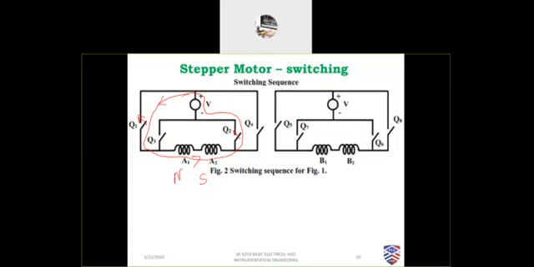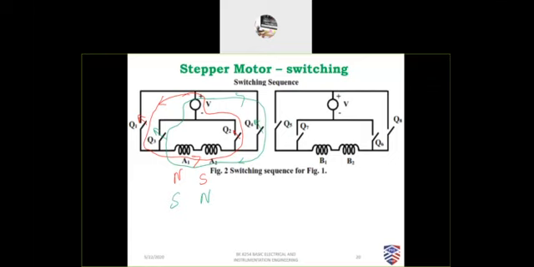Now suppose I close switches Q3 and Q4. What is happening now? Look at it here. The current will flow like this. It is flowing in the other direction. So A1 will become south and A2 will become north.